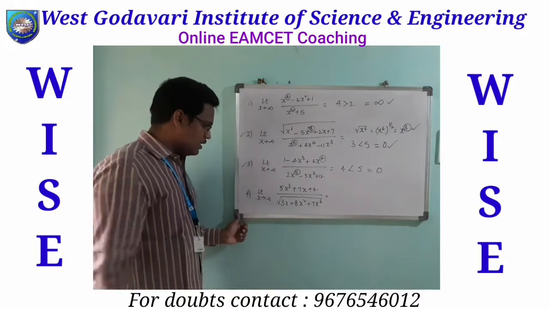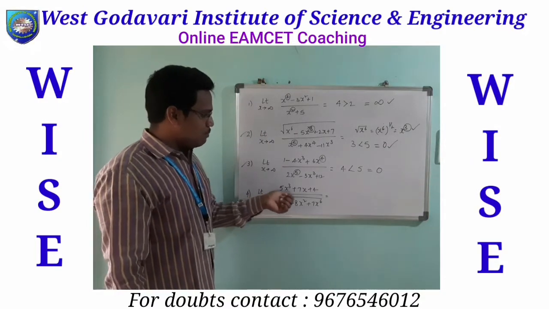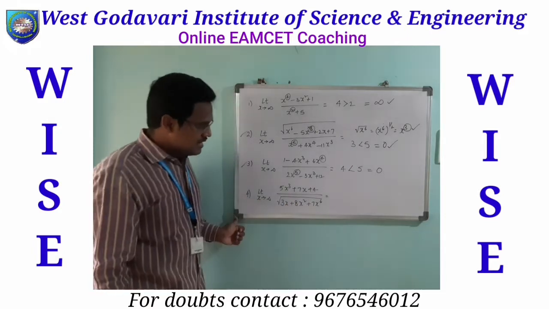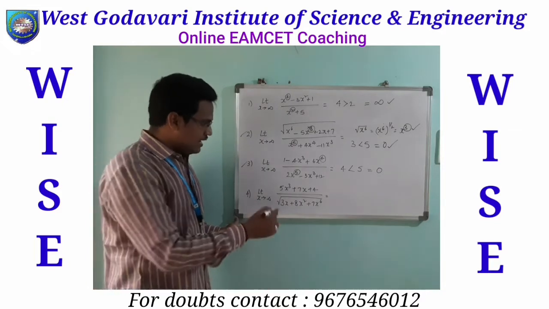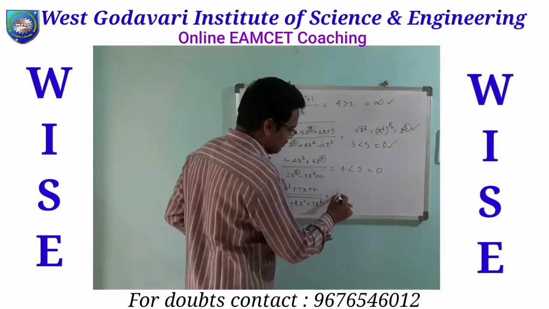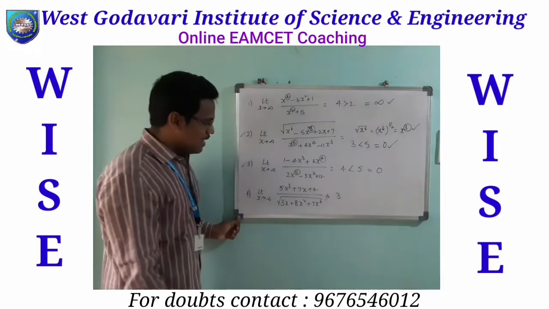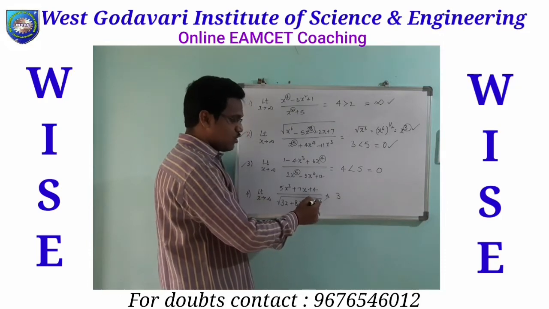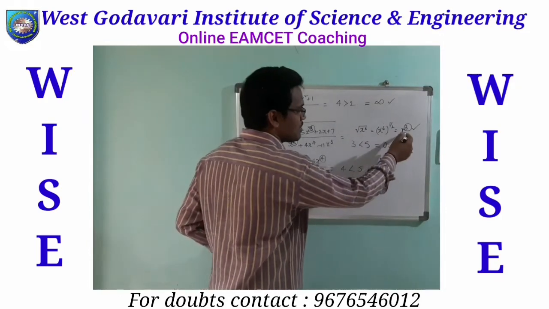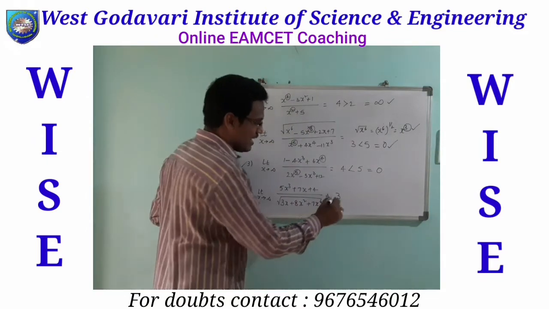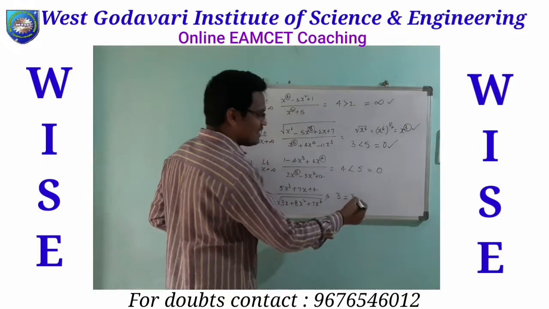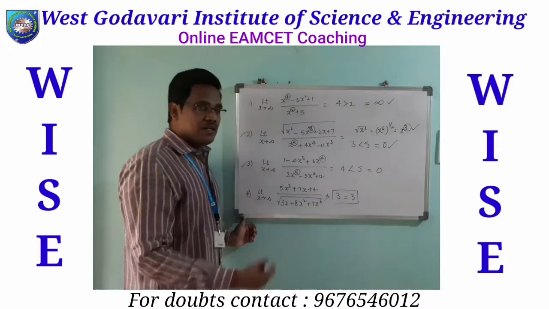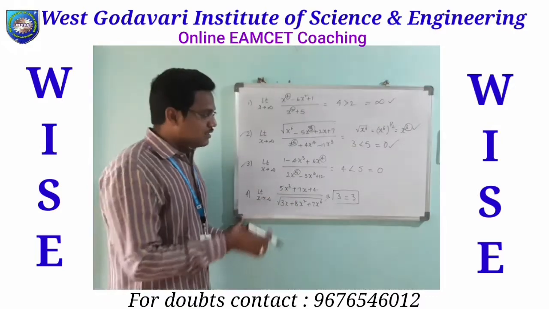Now coming to the last one: limit x tends to infinity, 5x cube plus 7x plus 4 by square root of 3x plus 8x square plus 7x to the power of 6. The highest power in the numerator is 3. In the denominator, not x power 6, but the square root of x power 6, which means x cube. So the highest power is 3. Numerator power 3 and denominator power 3 are the same, so the third case is applicable.